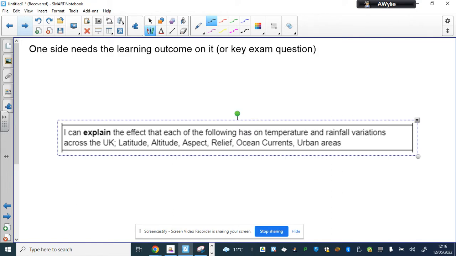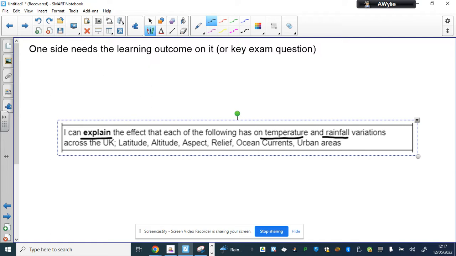So here is a learning outcome that you were given from your S3 revision schedule. We can see that the particular learning outcome focuses on being able to explain, as we can see in the title there, the effect that each of the following has on temperature and rainfall. So we're actually looking at two different things here, because temperature and rainfall are different things, and how they vary across the UK. So the first thing you want to do is take your flashcard that you will be provided with and write that on one side of the card. So that is the learning outcome.